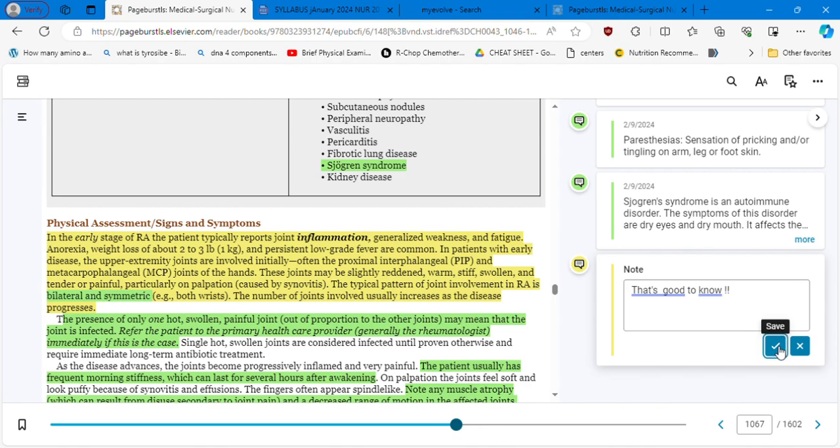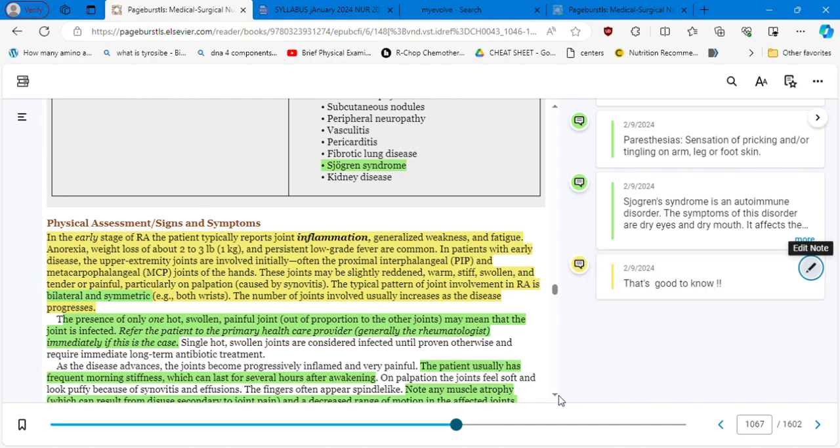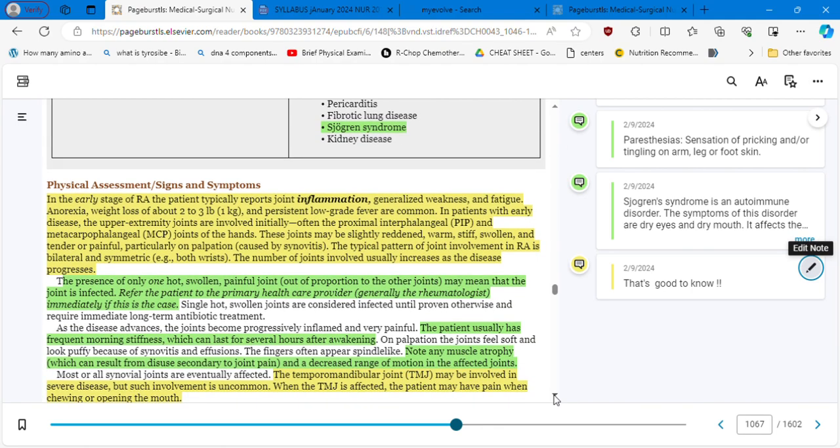The presence of only one hot, swollen, painful joint out of proportion to the other joints may mean that the joint is infected, because in RA, remember, it is bilateral. Refer the patient to the primary healthcare provider, generally the rheumatologist, immediately if this is the case, because maybe they are going to start antibiotics immediately if it's only one joint, right? The patient usually has frequent morning stiffness, we know that, which can last for several hours after awakening.